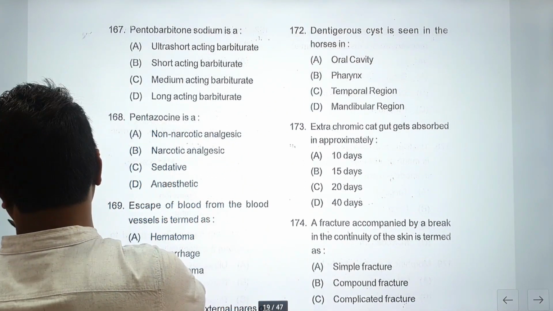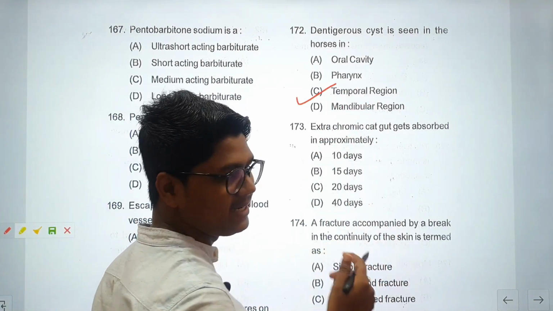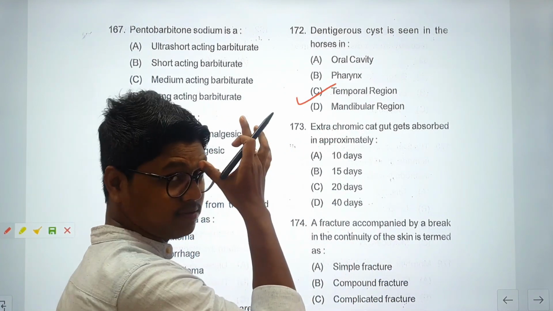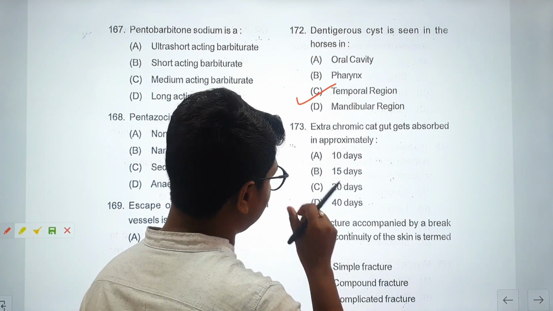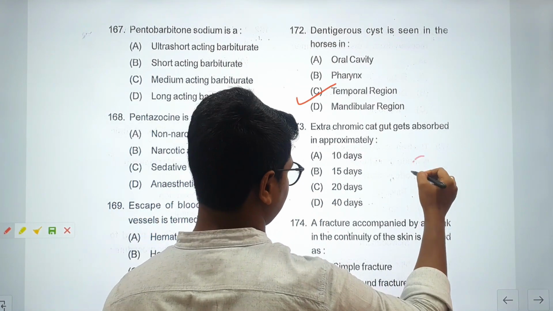Dentigerous cyst is seen in the horses in the temporal region. Okay, there is abnormal teeth in temporal region. I have already taught you in cyst, abscess and hernia. Extra chromic catgut gets absorbed. This varies from book to book. The book which I follow.